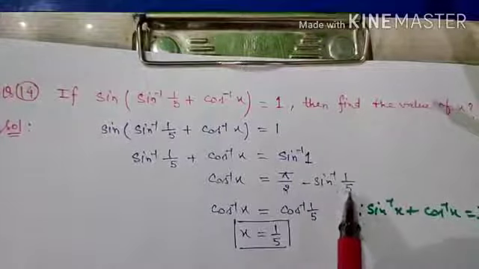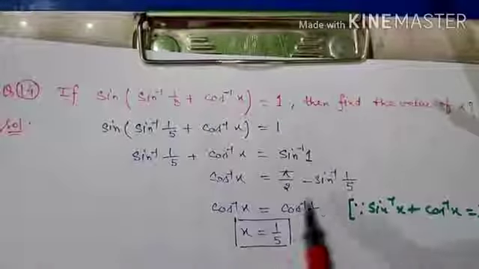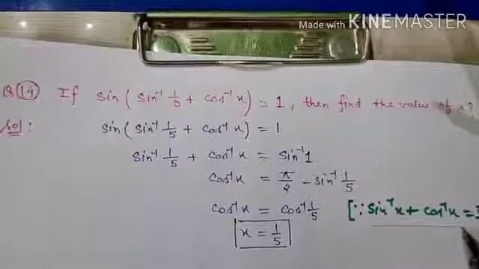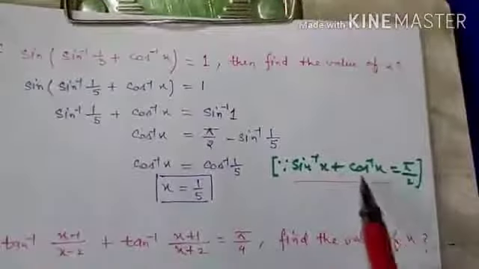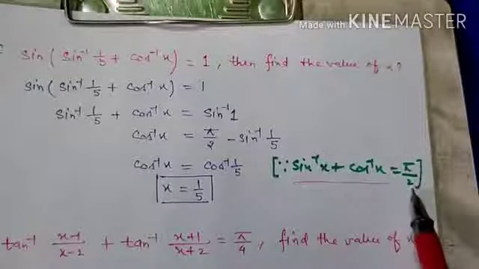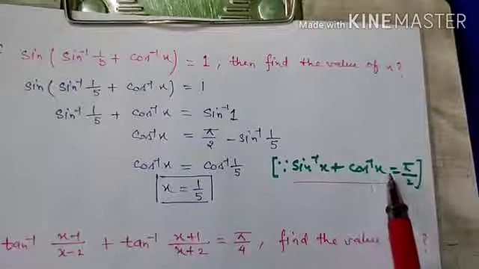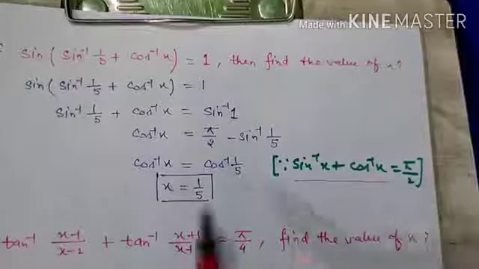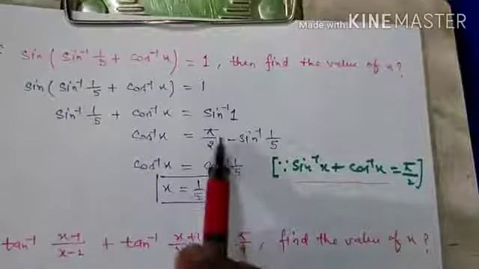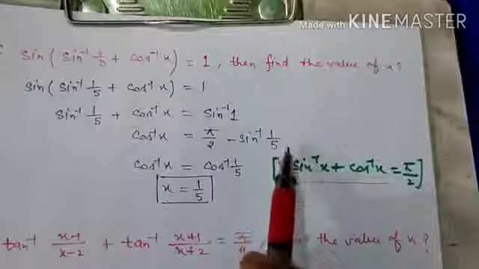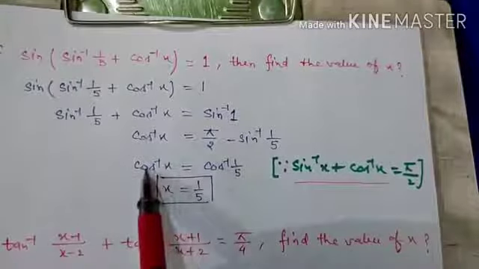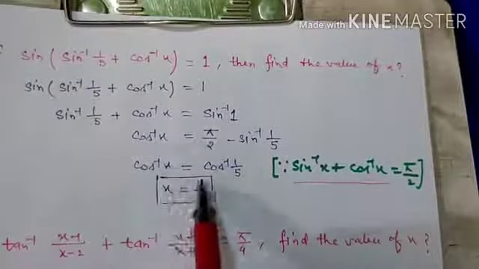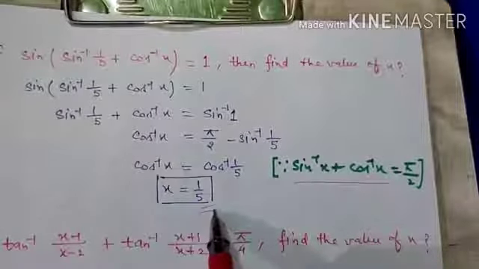and we know the very important formula: sine inverse x plus cos inverse x equals pi by 2. By using this formula we can say pi by 2 minus sine inverse 1 by 5 is equal to cos inverse 1 by 5. If I cut cos inverse on both sides, I'll be getting x as 1 by 5. This is the answer.